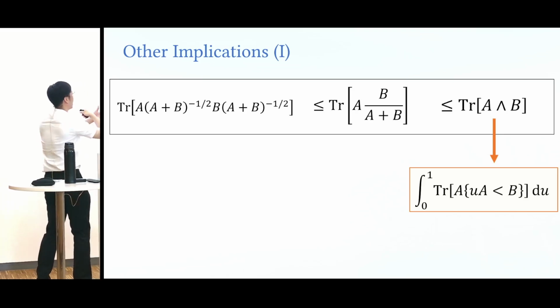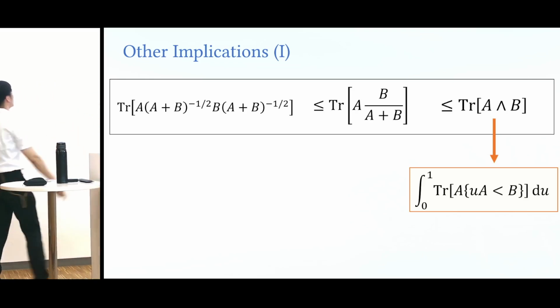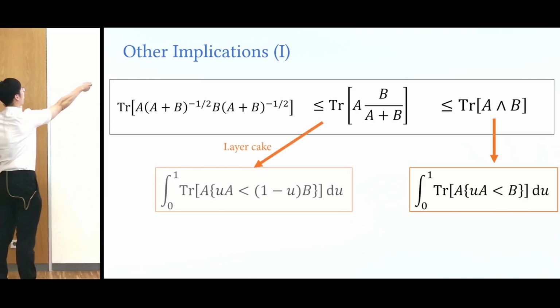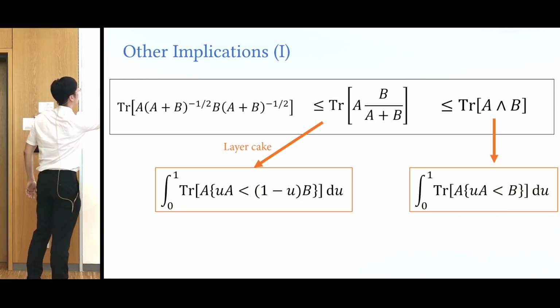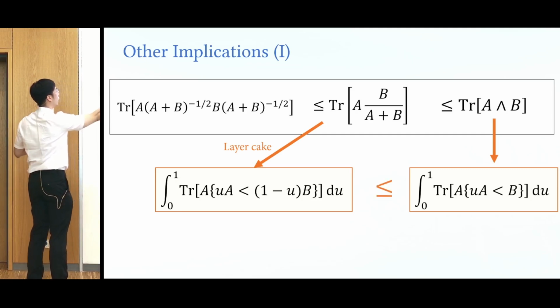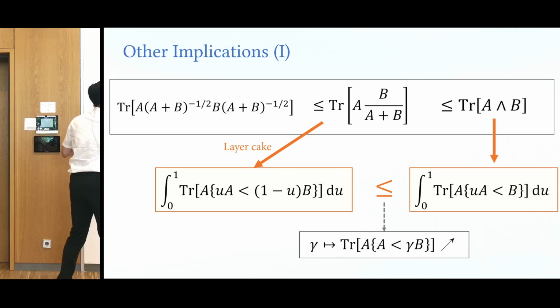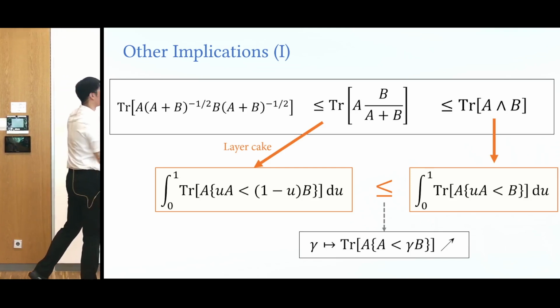We can prove the hockey stick divergence to see this. And for this one, by layer cake, you can see they are very similar, only different by this 1 minus U and B. So this inequality is true because of a kind of relaxation, because this map is monotone increasing.